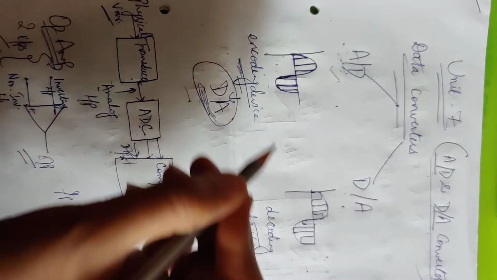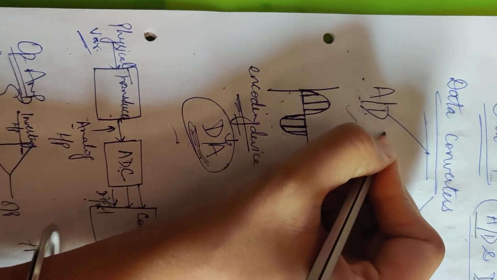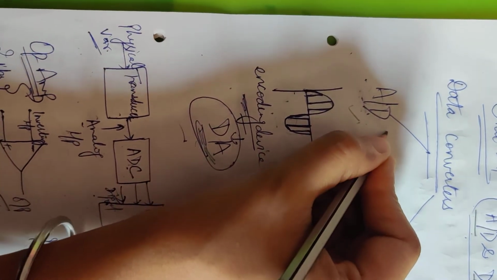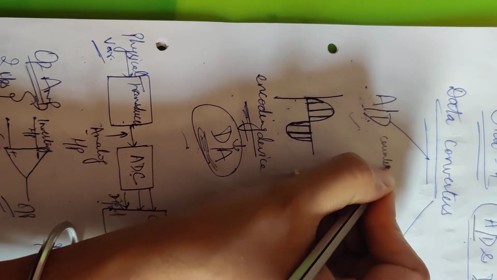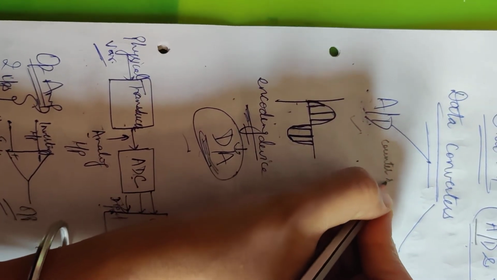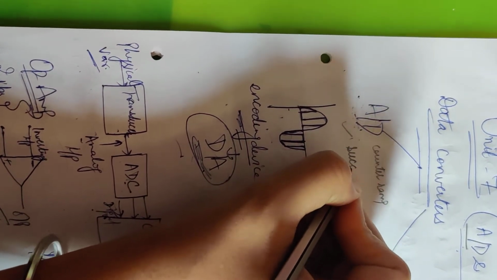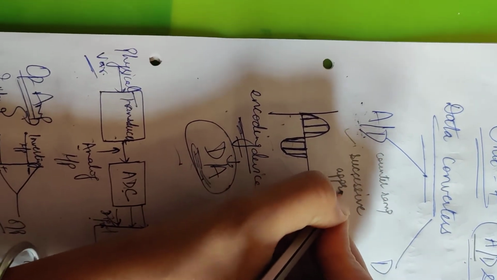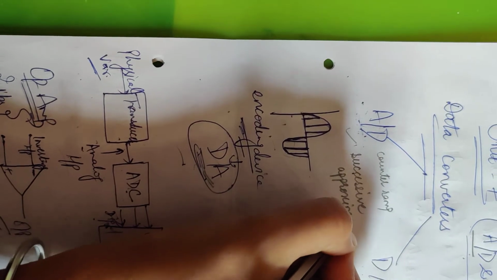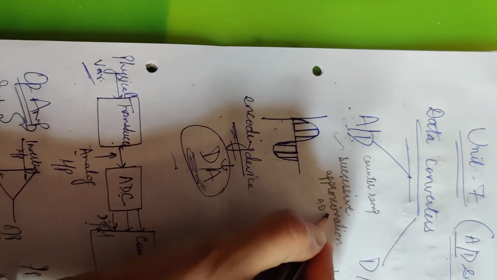Now types of A to D and D to A. There are so many A to D converters, but we have to study only counter ramp and successive approximation ADC.